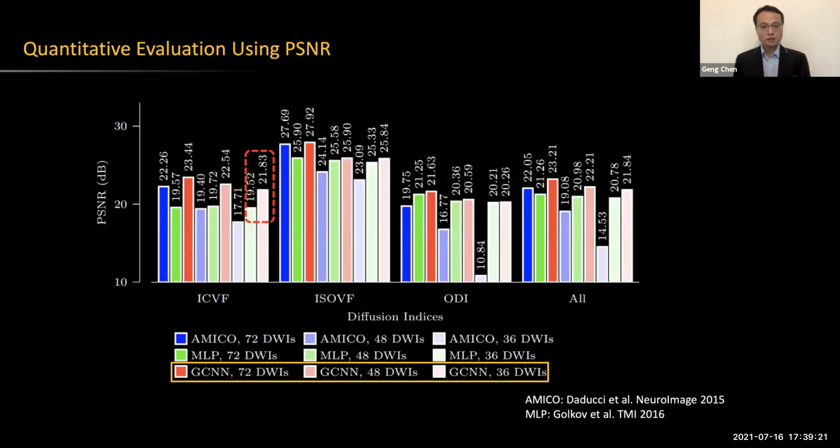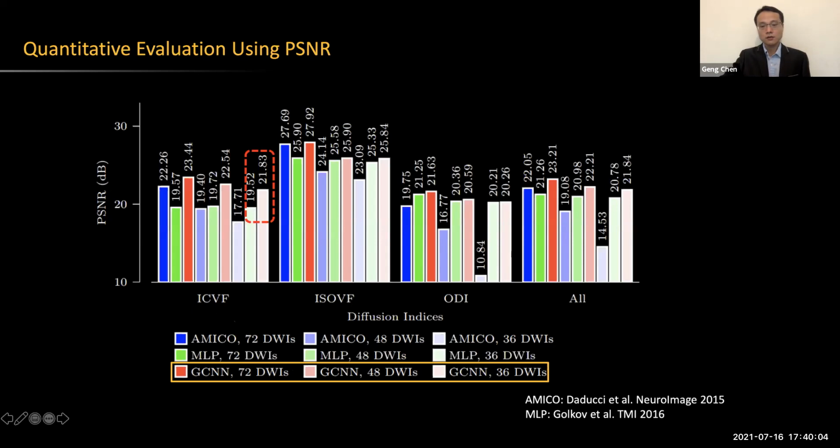This is the result for the PSNR. Here we have two baseline methods, AMICO and MLP. AMICO is a traditional method. MLP is a widely used deep learning method. We consider different undersampling ratios. For the NODDI model, it has 3 important indices. The first is intracellular volume fraction, ICVF. The second one is isotropic volume fraction, ISOVF. And the third one is orientation dispersion index, ODI. Here, All represents the combination of them.